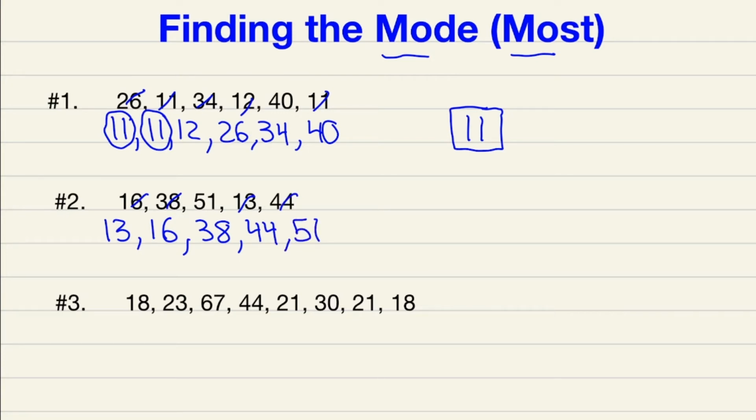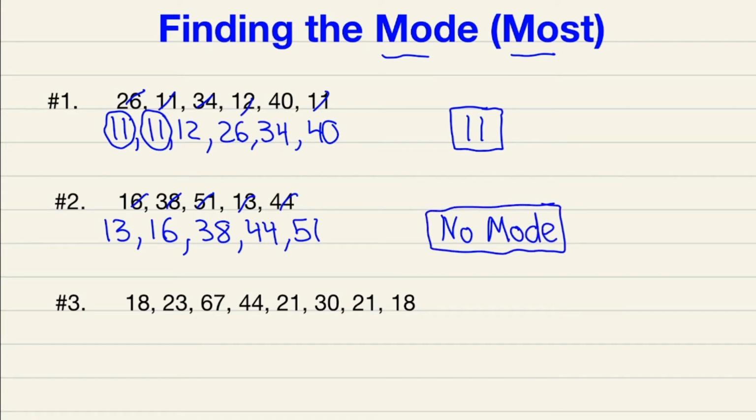Now, if you ever come across this scenario, notice how all of the numbers show up just one time. No number stands out, no number appears more than once. If this ever happens to you on a homework assignment, a quiz, a test, anything like that, your answer is going to be no mode. If all of the numbers show up just one time, your answer is no mode. So for number two, we have no mode.